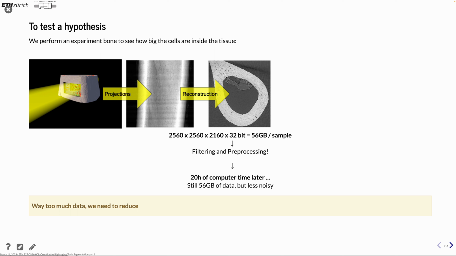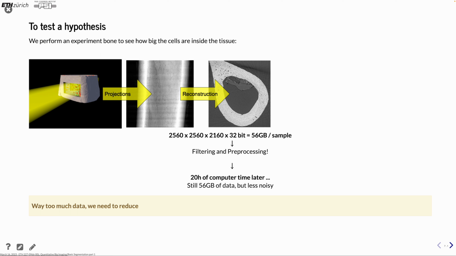2.5K cubed voxels, and maybe even in 32 bits because we want high precision to get good contrast. And that would give us 56 gigabytes of data per sample. Now, if you remember from the first lecture, we may have even up to 1,000 such samples because we want to look at different genetic features, different ages, different whatever. A lot of different variations in the data set.